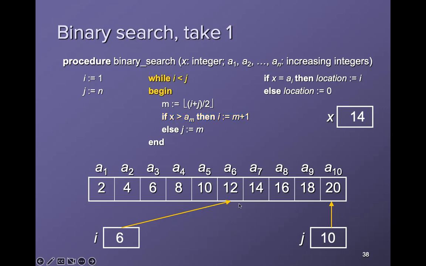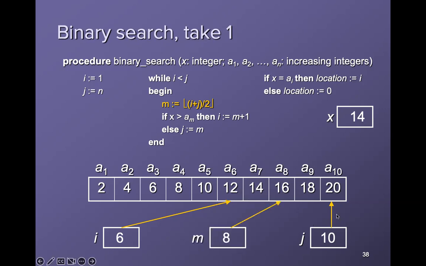Now, oops, we have not discussed this else j equals m. Else j equals m means that the location of the item is in the first half and not the second half. We will see that in the next example. Now we have the new i and j. The i is now equal to 6 and j is equal to 10.